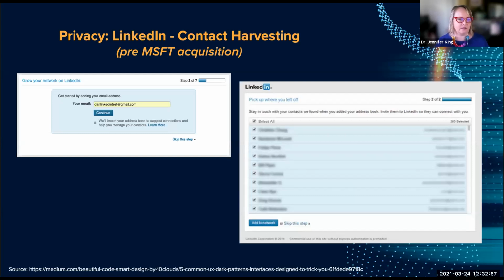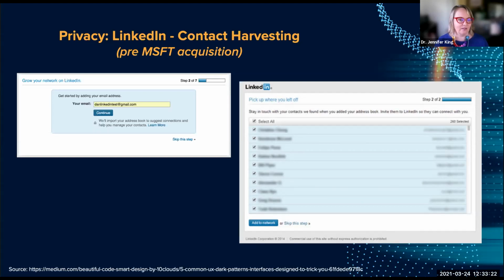This is an example of a privacy dark pattern, which we call contact harvesting. Essentially, it's trying to get you to give up information that you don't necessarily want to give up, in this case, your address book. These come from LinkedIn. LinkedIn, prior to being acquired by Microsoft, was doing a lot of this quite aggressively in like the 2014 timeframe.